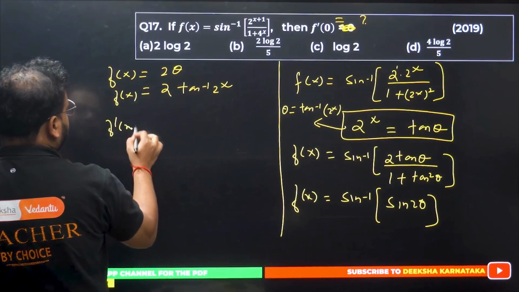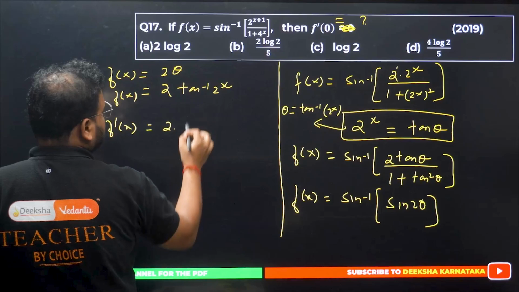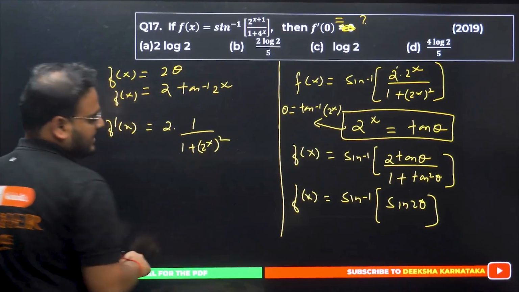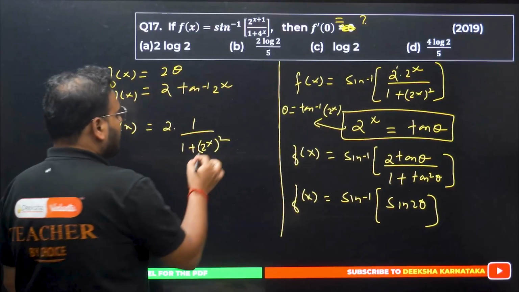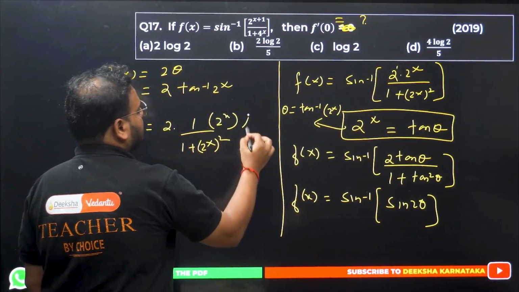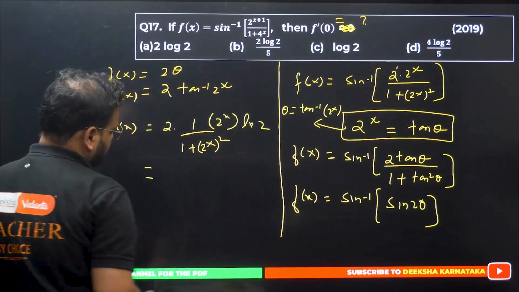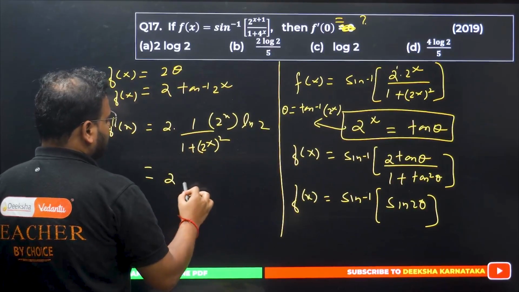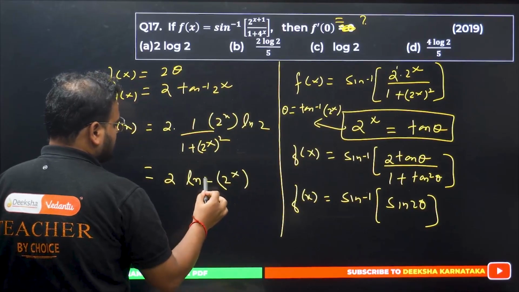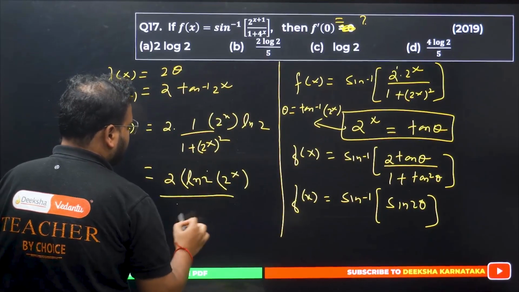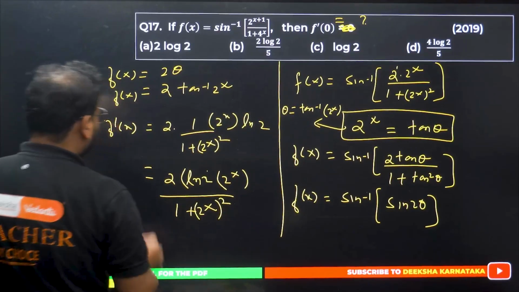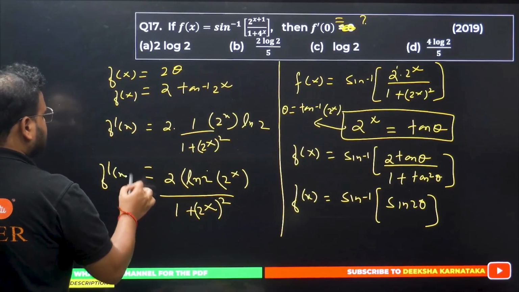Differentiate now. 2 times 1 upon 1 plus (2 power x) the whole square. Is it over? No, sir. Differentiate 2 power x also, we get 2 power x and ln 2. So we get here 2 times ln 2 and 2 power x, of course, divided by 1 plus (2 power x) the whole square. We have here f dash of x.